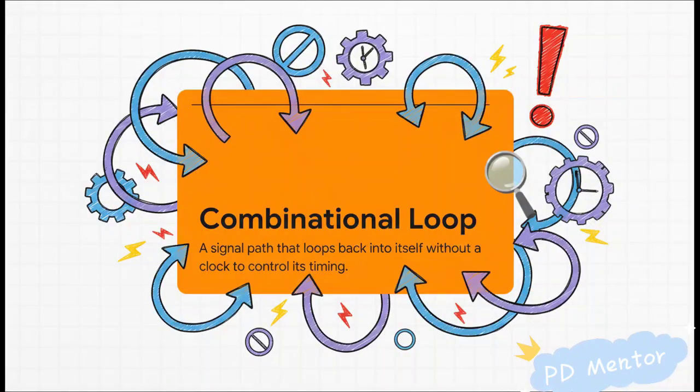Okay, now for a really serious one, the combinational loop. This is a truly vicious cycle, where a signal's path actually loops back and feeds into itself. But there's no clock, no gatekeeper, nothing to regulate it. So the signal just goes around and around and around in this chaotic, uncontrolled feedback loop.